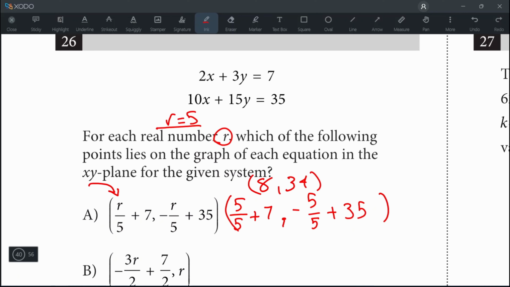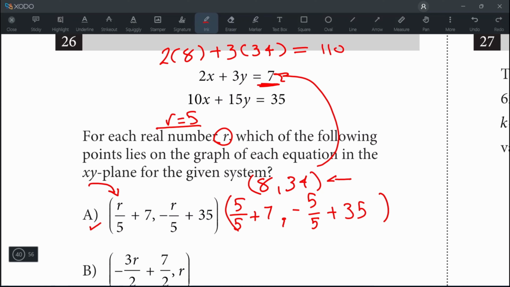Next step is plugging in these values of x and y, this one we got here, into any of these two functions. Let's take the first one. So we'll have 2 multiply 8 plus 3 multiply 34, and if this value was equal to 7, then this will be our correct answer. But unfortunately that's somewhere around 110. So A is not, actually it is 118 exactly. So A is not our correct answer. We need a value that's equal to 7.